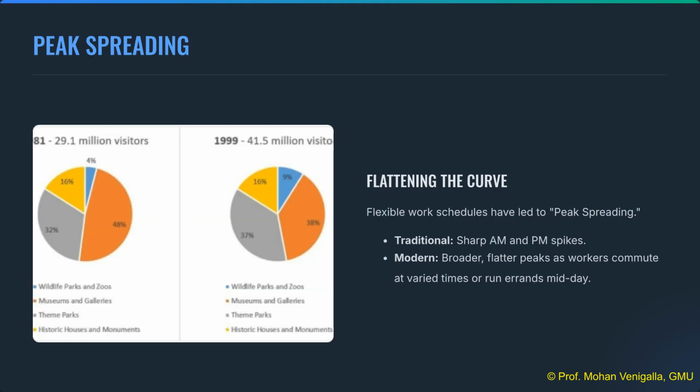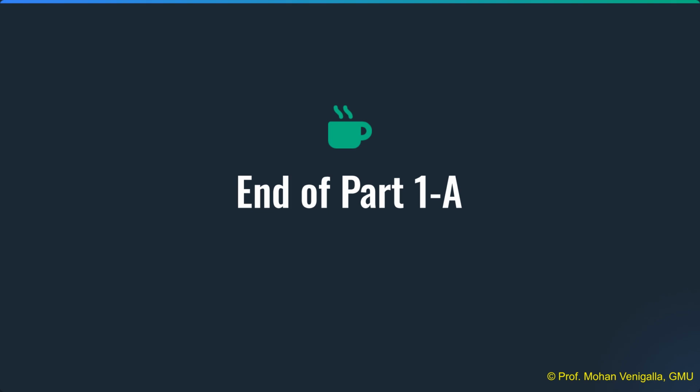Thanks to flexible schedules, we are seeing, quote, peak spreading. This is flattening the traditional sharp AM and PM spikes into broader, less intense peaks. People are commuting at varied times or running errands midday. That concludes Part 1A on population demographics and travel characteristics. Next, we will cover the transportation planning process.